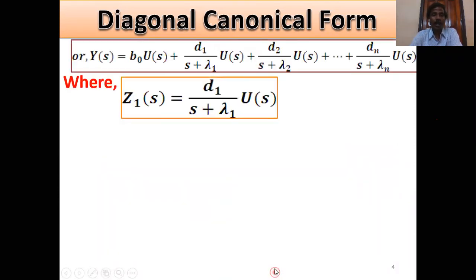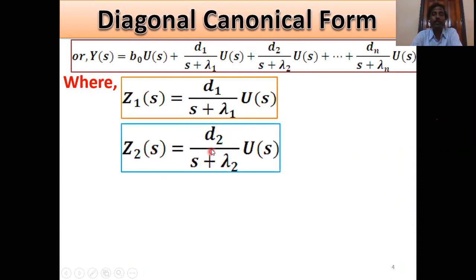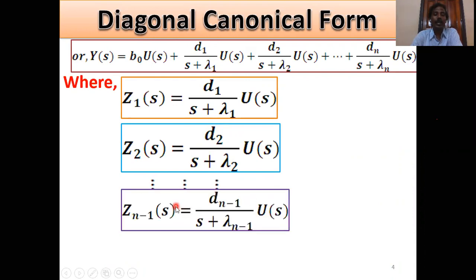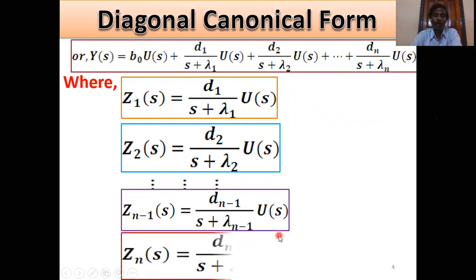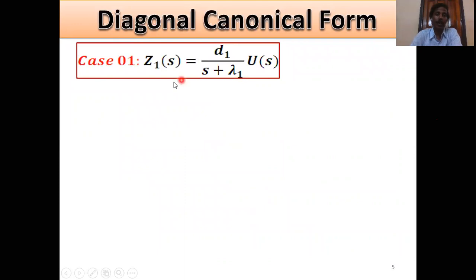Similarly, Z2(s) equals what? Z2(s) equals d2 into U(s) by (s plus lambda 2), Z3, Z4, Z5 ... Z(n minus 1)(s) equals d(n minus 1) by (s plus lambda (n minus 1)) U(s), and Zn(s) equals dn into U(s) by (s plus lambda n). So Z1(s), Z2(s), up to Zn(s) are equal to this.